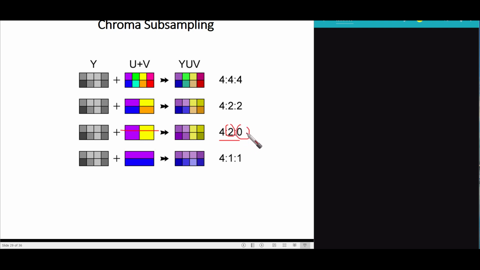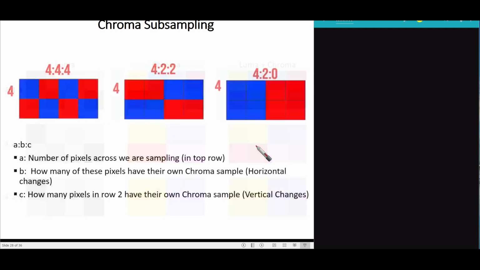And why is it 0? Because compared to the first row there is no change in the second row. You see, this pixel is violet, this pixel is violet, this pixel is violet, this pixel is violet, this pixel is yellow, this pixel is yellow, this pixel is yellow, this pixel is yellow. So compared to the first row there is no change in the second row, so that's why it is 0. Same if you go here, compared to the first row there is no change in the second row, so that's why it is 0.